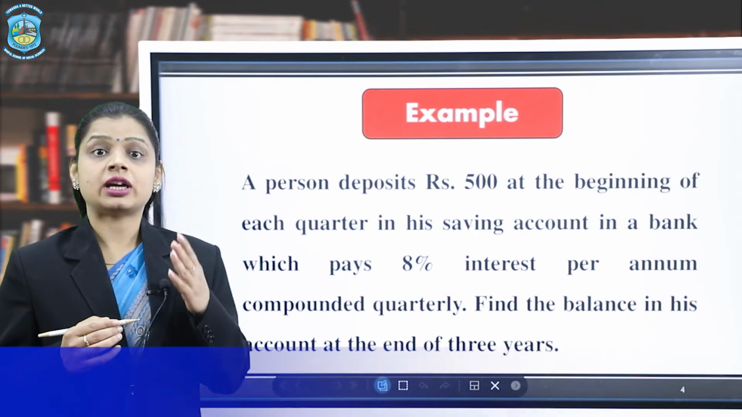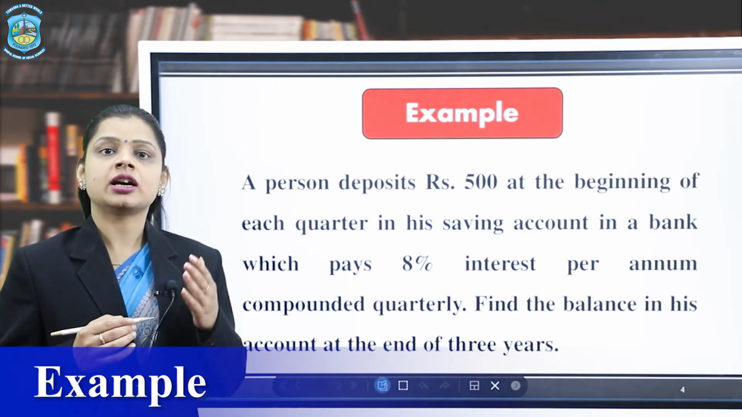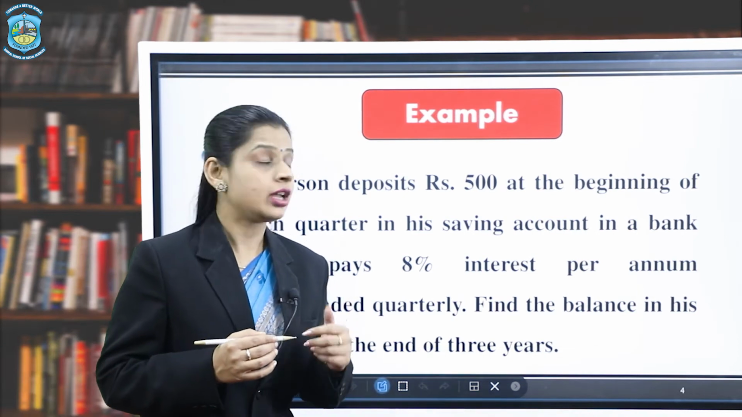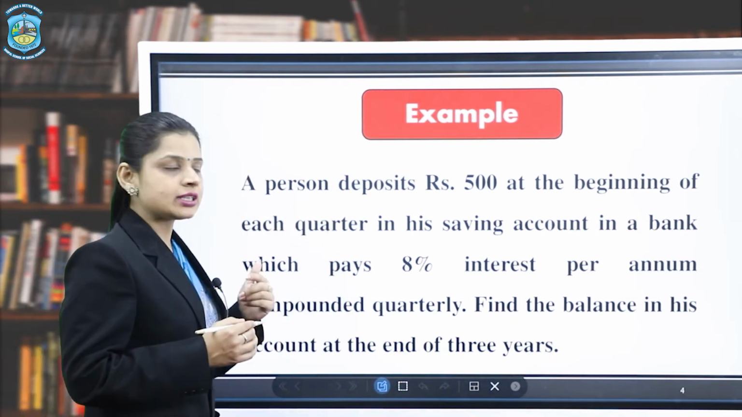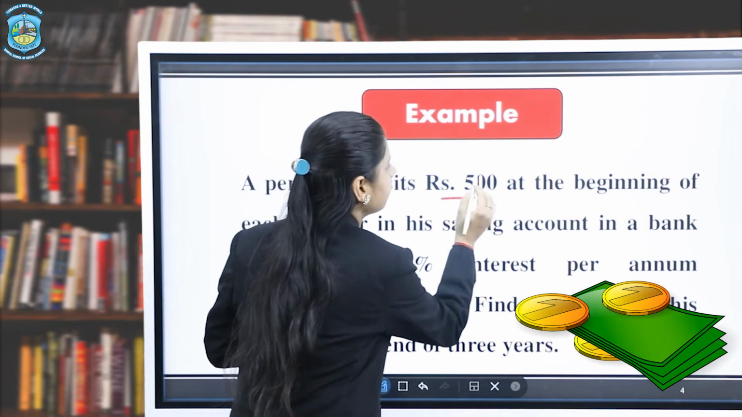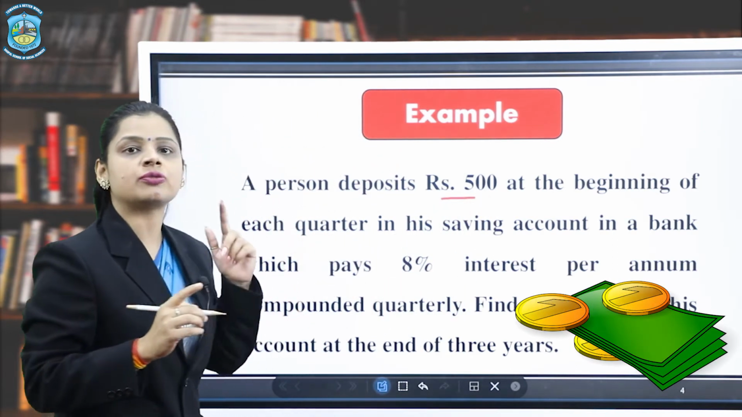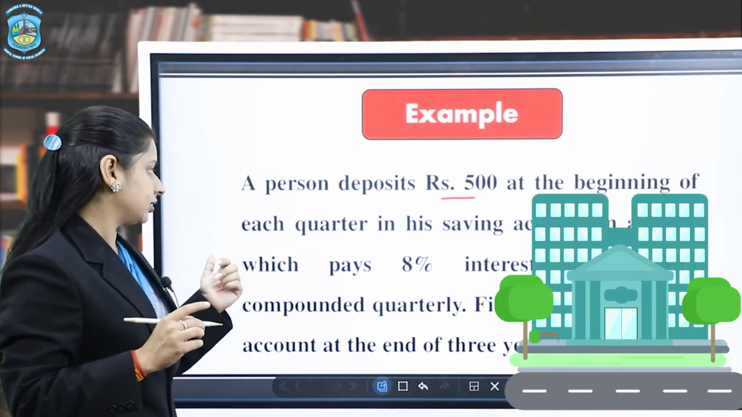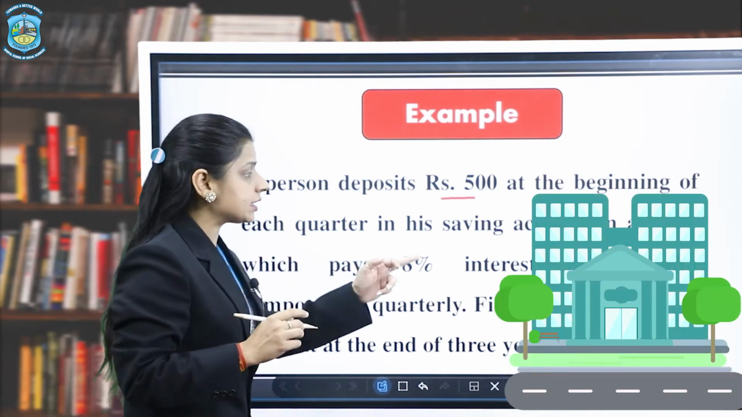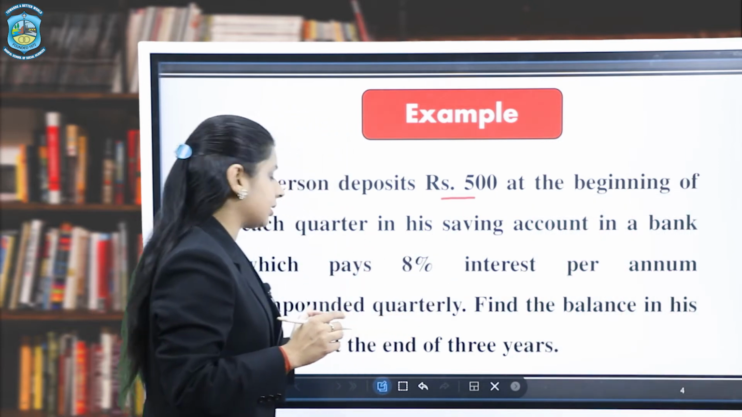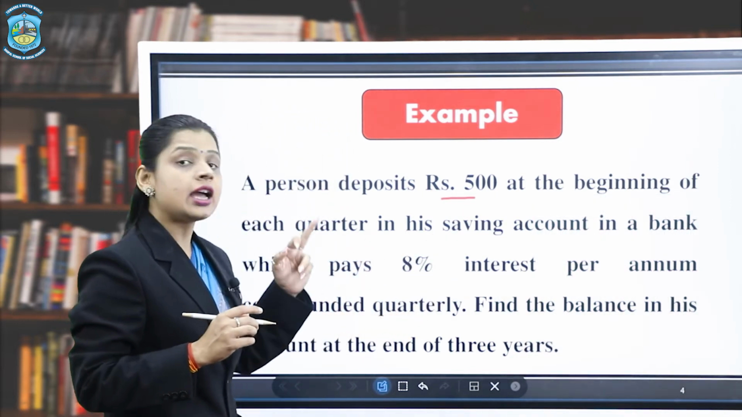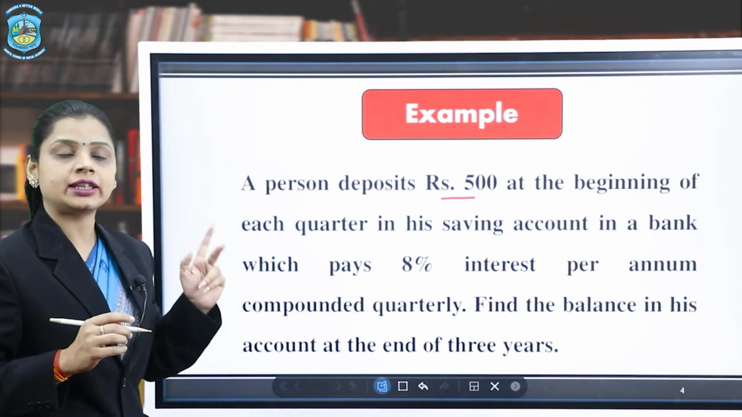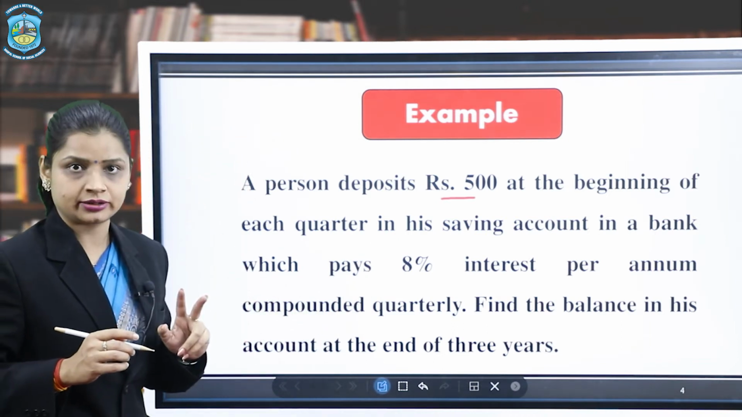Next, we will solve one example to calculate the amount or future value of annuity due. In this example, a person deposits rupees 500 at the beginning of each quarter in his savings account in a bank, which pays 8% interest per annum compounded quarterly, and we have to find the balance in his account at the end of 3 years.